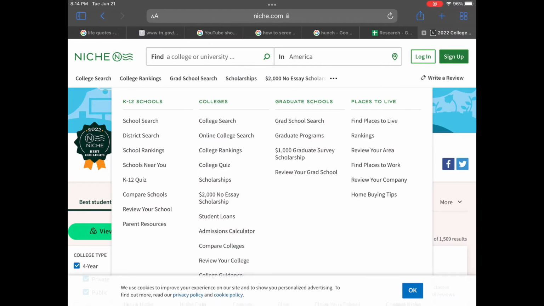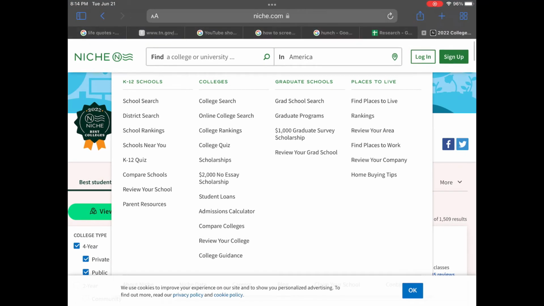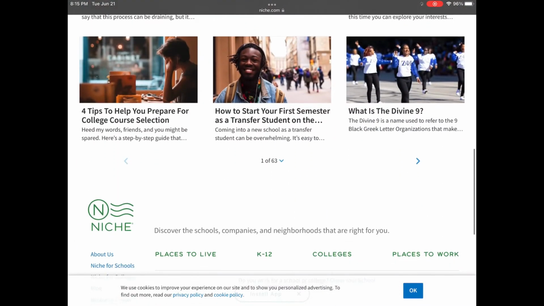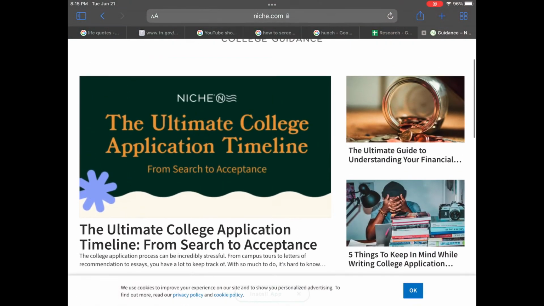If you notice the drop-down, you can search for a lot of things. There's college search, college ranking, college quiz, and obviously scholarships. They even have some information about student loans and the admission calculator, which was the one I was telling you guys about. And they also have little PDFs that show you some advice for college, what to do when you get into college, or just little tips to help you with the college process too.